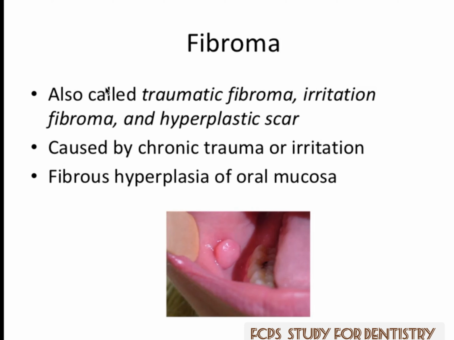Fibroma, and hyperplastic scar. And all of these alternate names are pointing to the fact that a fibroma is caused by chronic trauma or irritation. So as far as connective tissue tumors are concerned, this one's very benign and actually pretty common. And it's specifically fibrous hyperplasia of the oral mucosa, in this case, the buccal mucosa, it looks like.